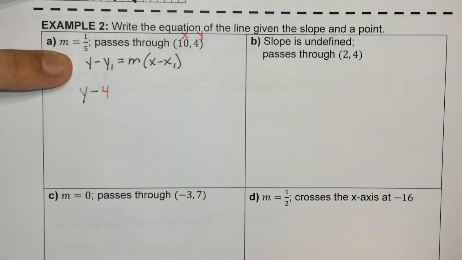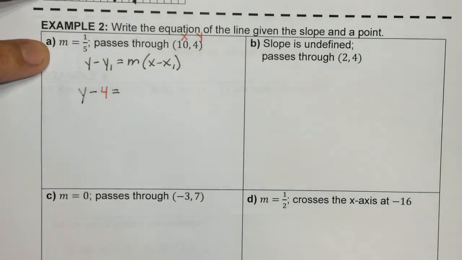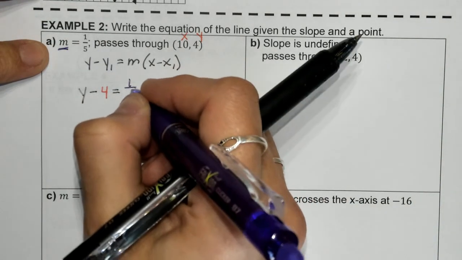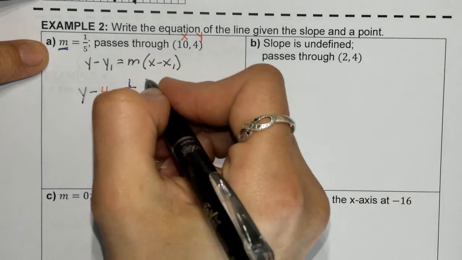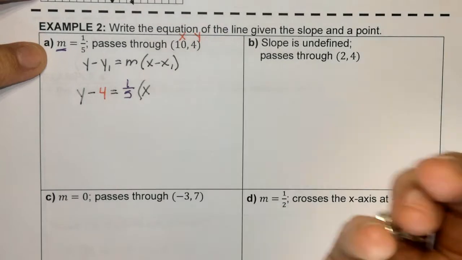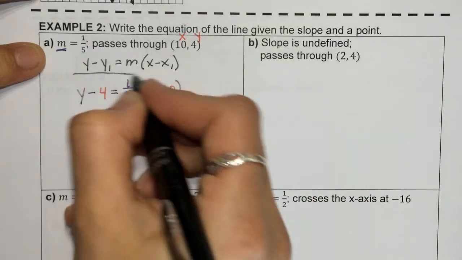4, is going to be equal to that slope that we have right here, a positive 1/5. And then we have our x. We're going to subtract our x-coordinate, so we're going to subtract that 10. And we're done. That's it.